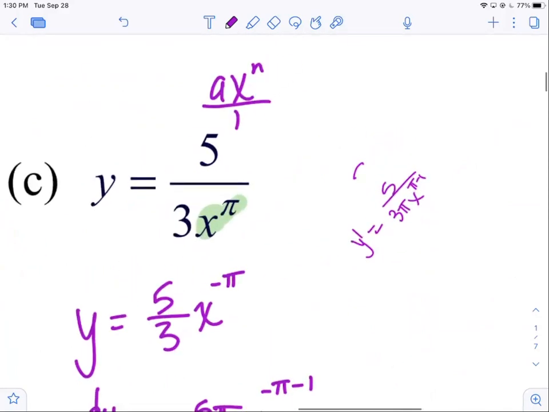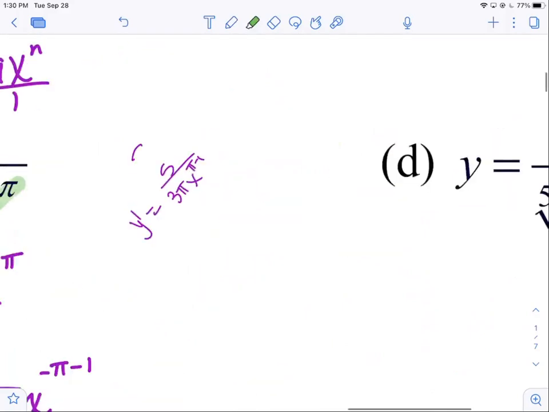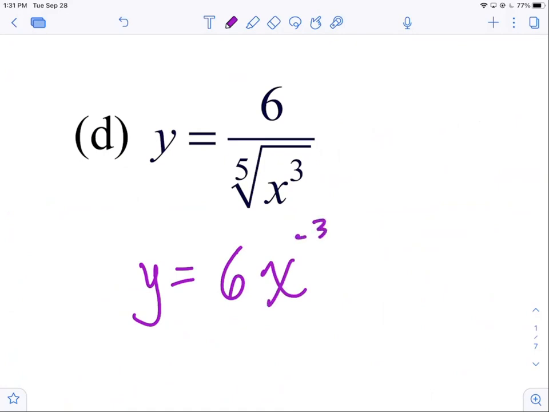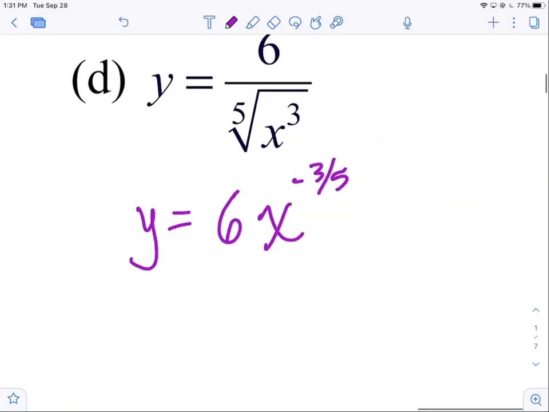Okay? But it does have to be written in the form ax to the n, right? That's the only trade-off, right? Let's look at letter D. Y equals 6 over the 5th root of x cubed. Is that written in the form ax to the nth power? No. Can we get it like that, though? Yeah, so don't call it y prime yet. It's still just y. That's going to be 6 times x to the what power? Can you do it in one? Negative 3/5. Good. If you can do it in one step, that's great. Now it's in the form ax to the nth.